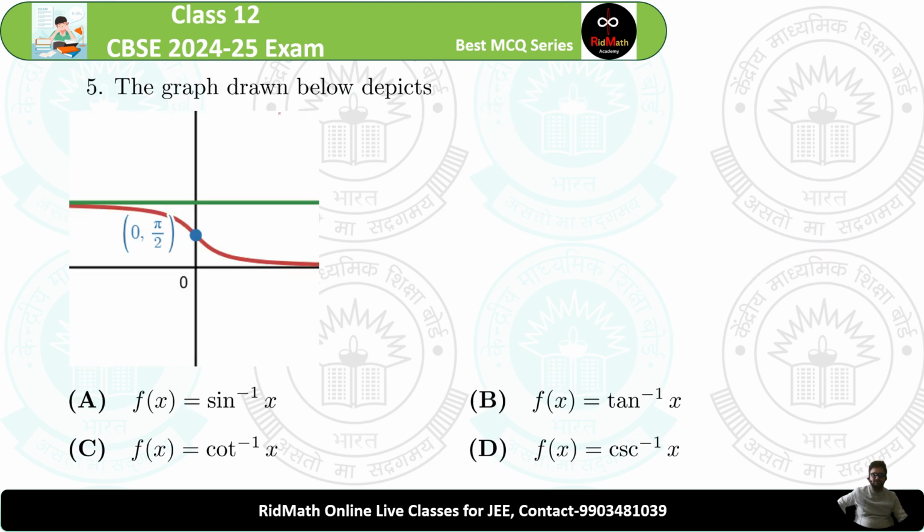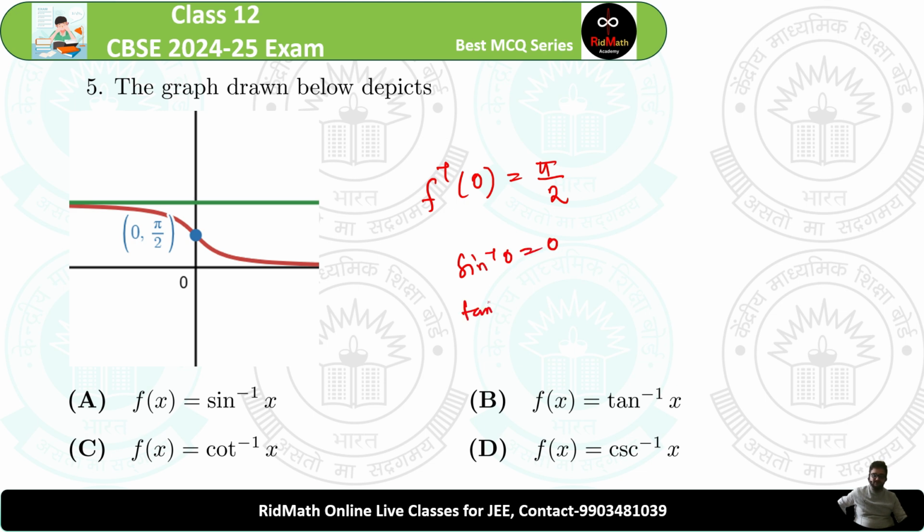The graph drawn below depicts sin inverse x, cot inverse x, tan inverse x, cosec inverse x. Here the point given is 0 comma pi by 2. That means f inverse 0 is equal to pi by 2. So let us put 0 everywhere. So sin inverse 0 is equal to 0.